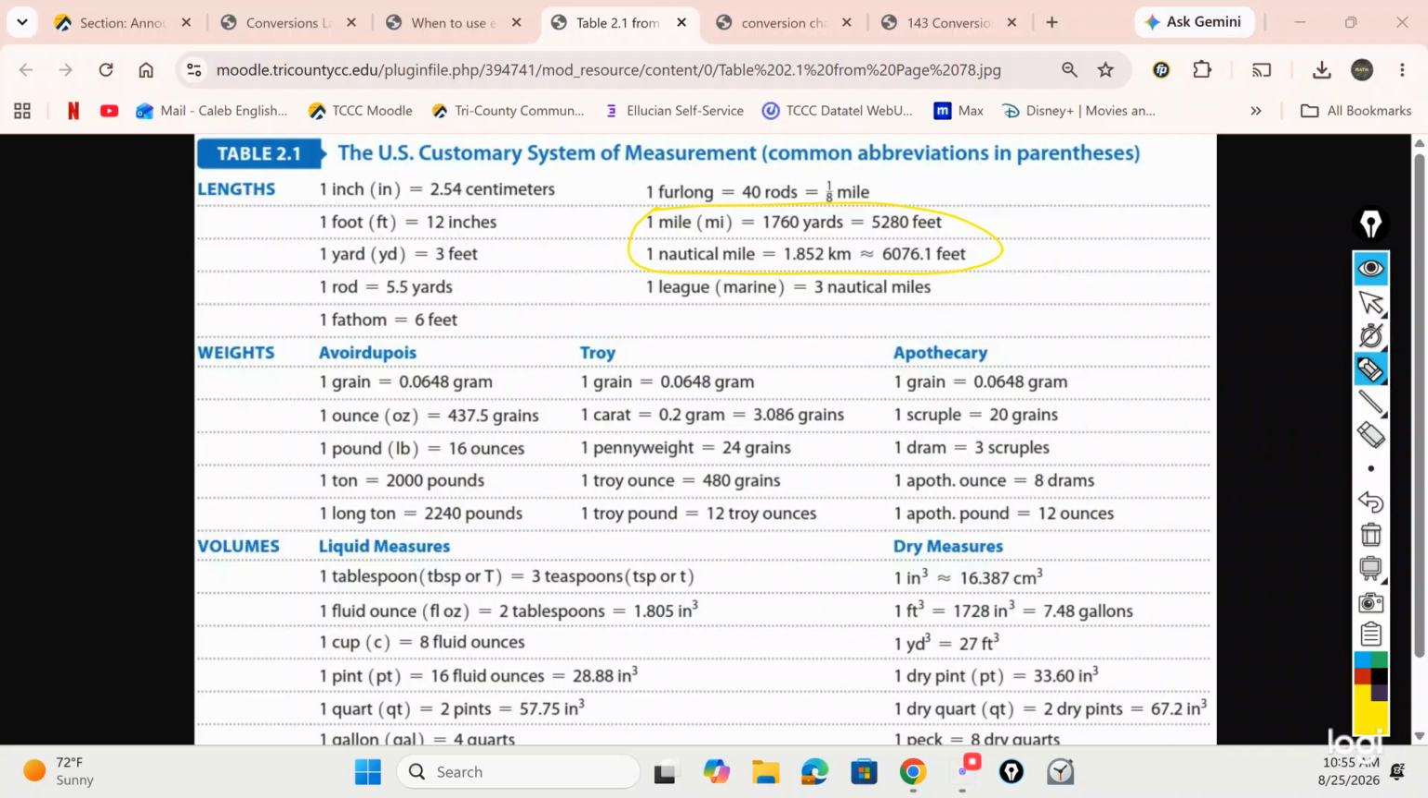If you're trying to get from nautical miles into land miles, you wouldn't use yards, you wouldn't use kilometers, but you would use feet. Because on this table 2.1, you have the feet conversion for both of those. So you can use that as a bridge to go from one to the other. You can use that as a bridge to go from miles to nautical miles. Okay? So keep that in mind. All right, where is the paper? Conversions lab, there it is.